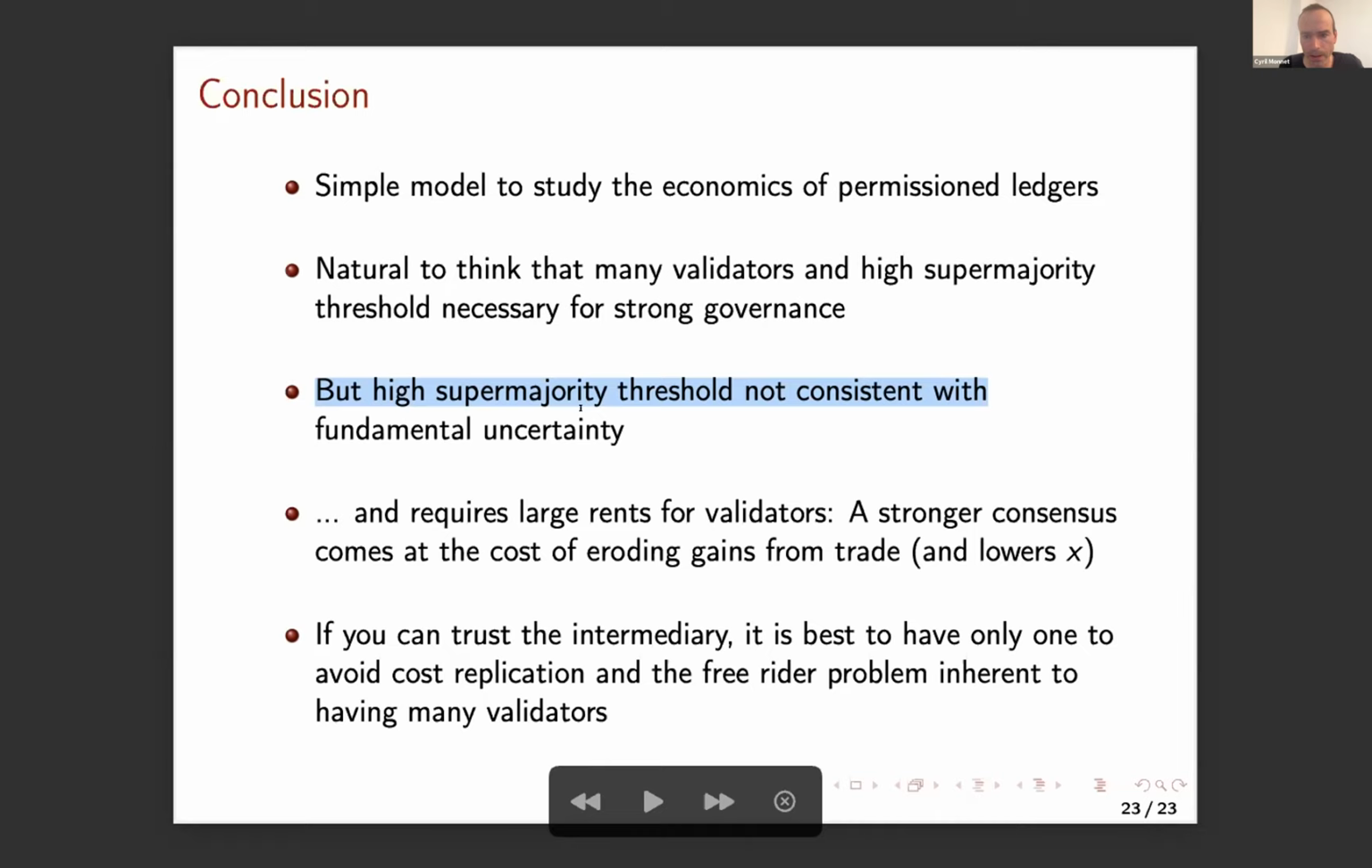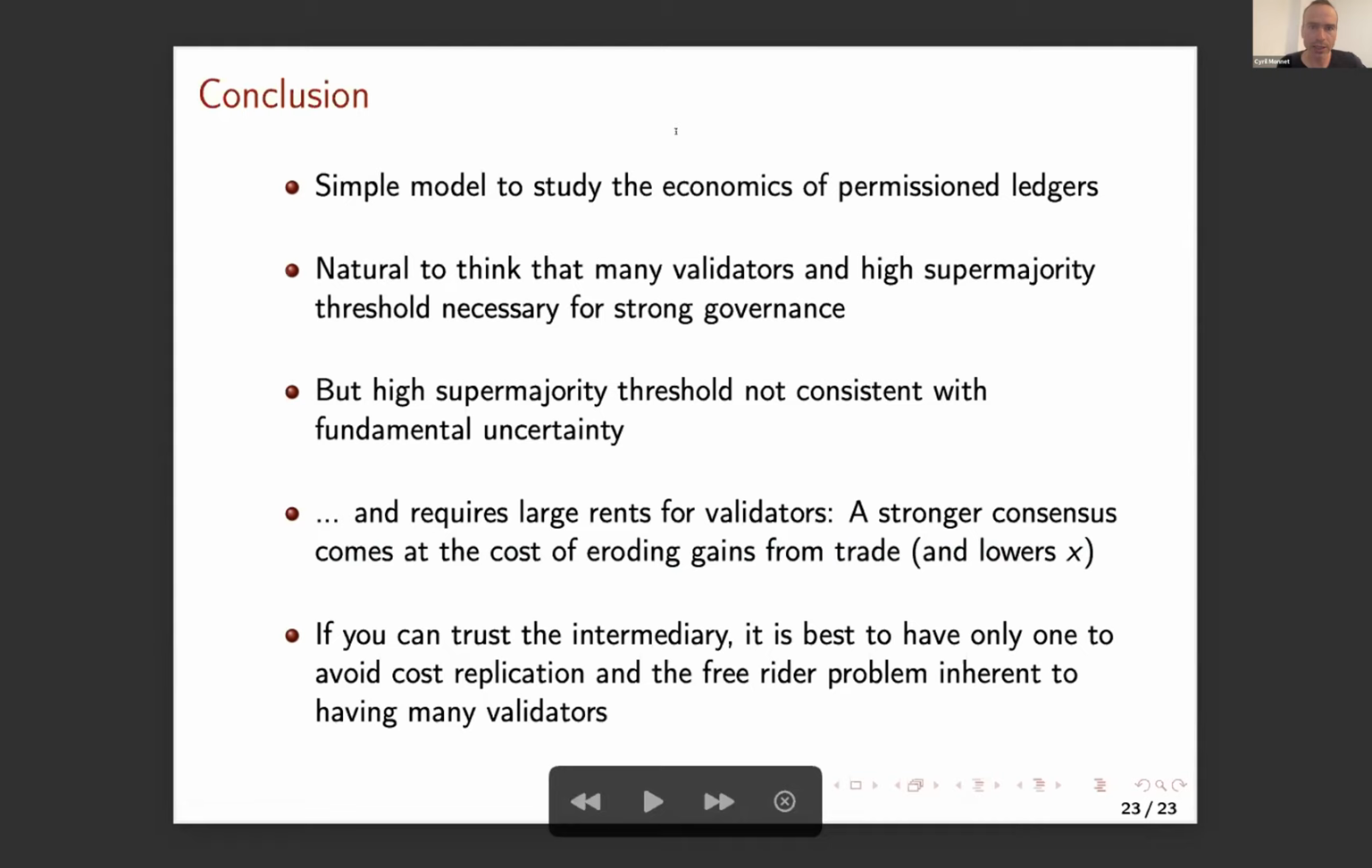So a stronger consensus in that case comes at the cost of eroding the gains from trade. And at some point, trade will collapse even in a permissioned ledger, so you won't be able to get any trade off the ground. Okay, let me stop here. Thanks a lot for your comments.